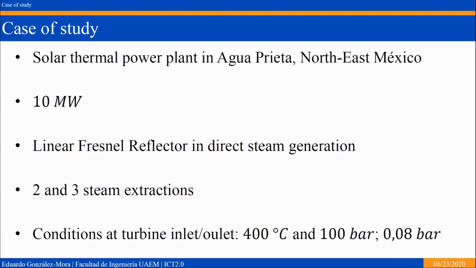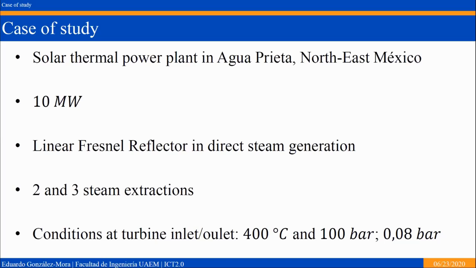Okay, now let's describe the case of study. This analysis will be done over a conceptual solar thermal power plant located in Agua Prieta, Mexico, in the Northeast. The power output of the plant is 10 megawatts, and instead of a conventional steam generator, a linear Fresnel reflector will be used in direct steam generation mode.